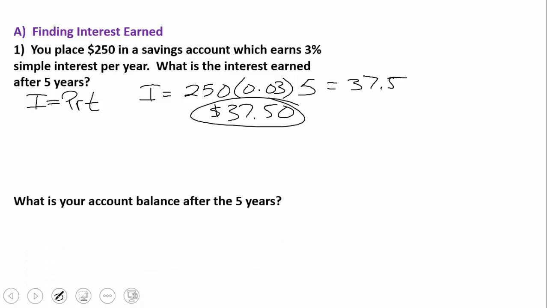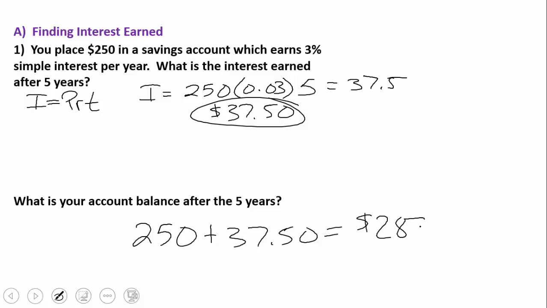There could be a question that says, what is the account balance after those 5 years? Well, that should be a simple little addition problem. The balance after 5 years is the $250 you put in it plus the $37.50 you earned over those 5 years. So your account balance is $287.50. Pretty easy stuff. They want to know the total amount in the account, or the account balance. All you've got to do is add your simple interest to your principal.